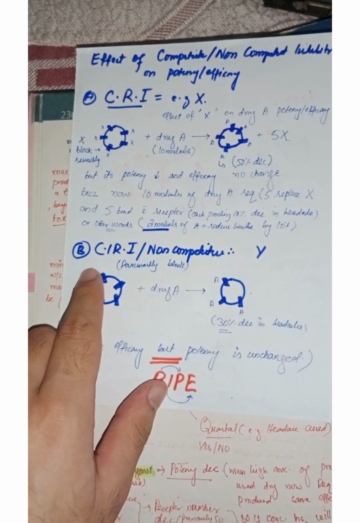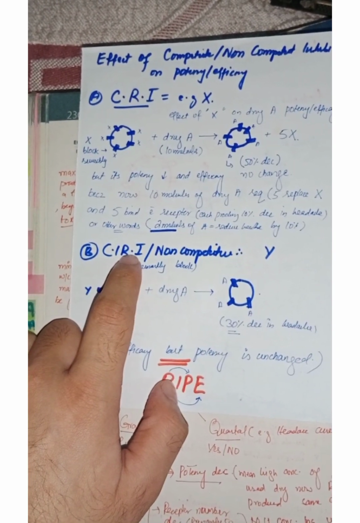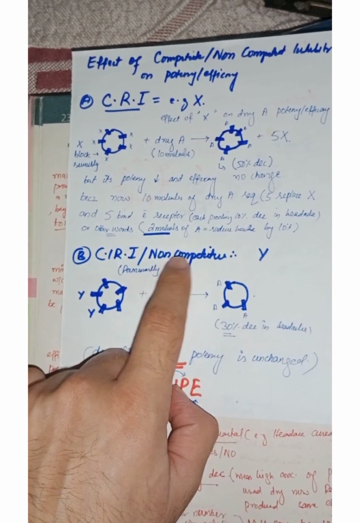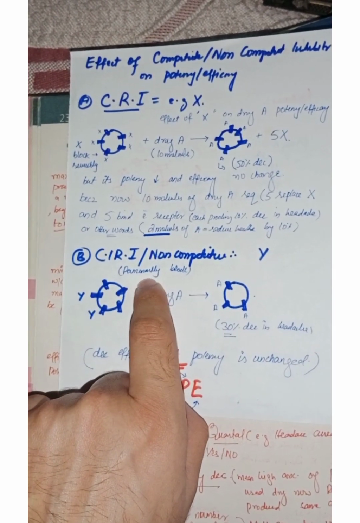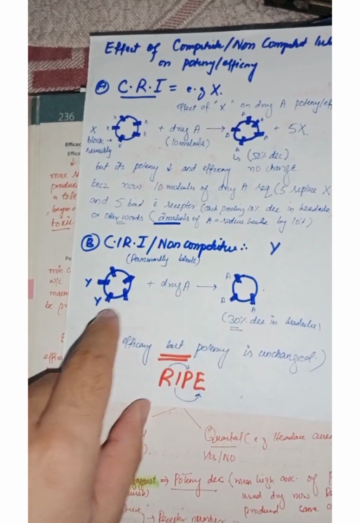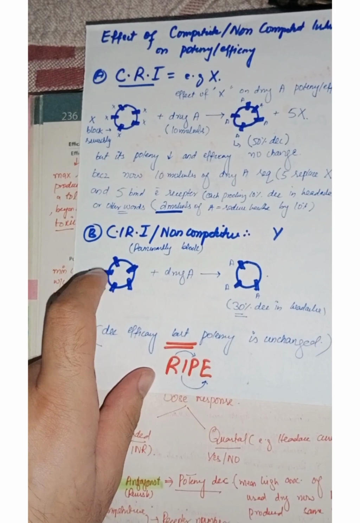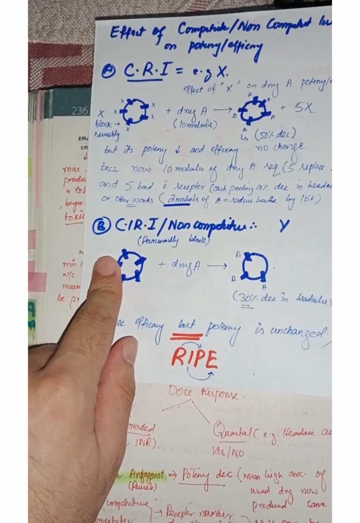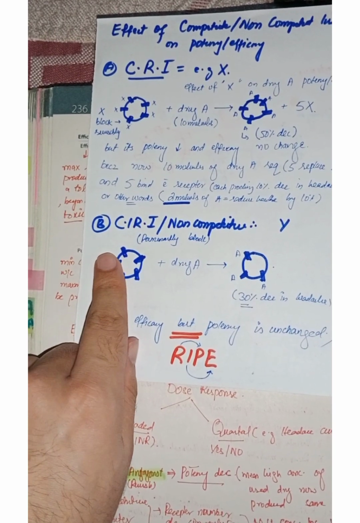Now come to the competitive irreversible inhibitor or non-competitive inhibitor. Both of these drugs basically permanently block the receptor. Let's suppose here is the example Y. Y binds with these two receptors, so it means they are permanently blocked. When they are permanently blocked, they no longer function. That's why they are degraded by the cell.